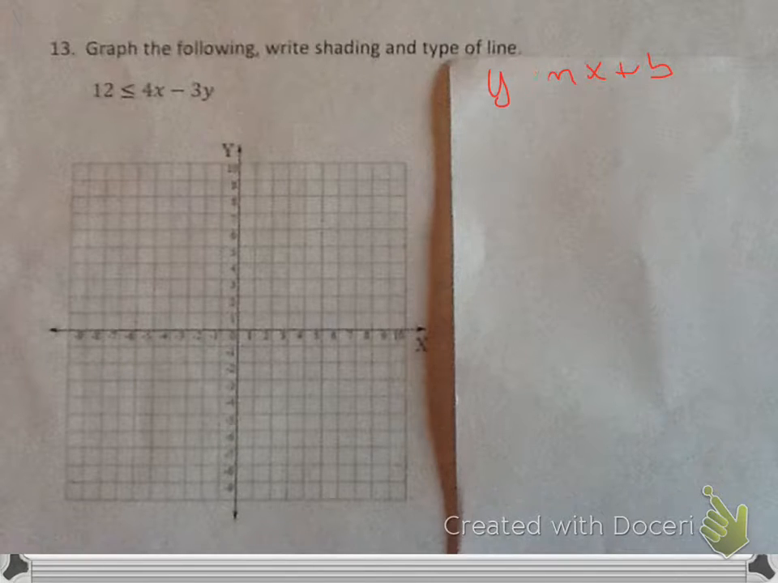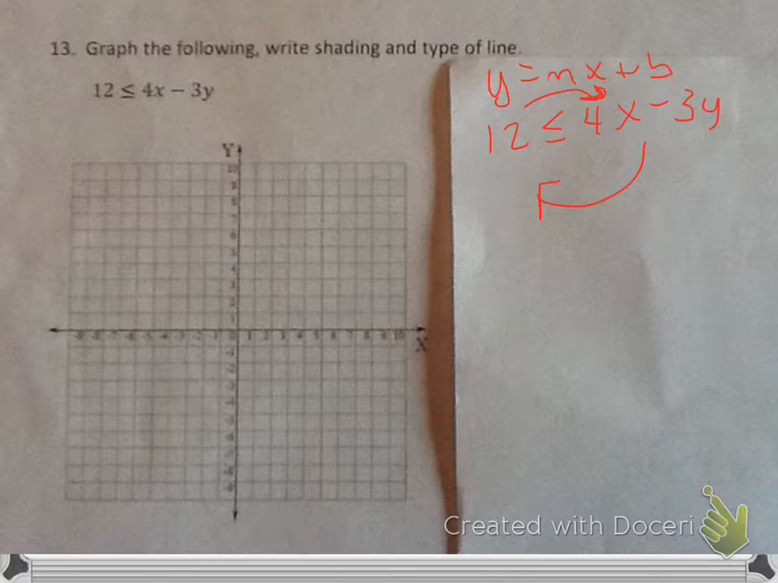So I'm going to go ahead and leave this as an equal sign because we don't know what symbol we're going to quite use. Even though we see a less than sign doesn't mean it's going to stay less than. If you notice, it says 12 is less than 4x minus 3y. I personally like to switch these around. You can keep them like you want to, but I like switching these around.